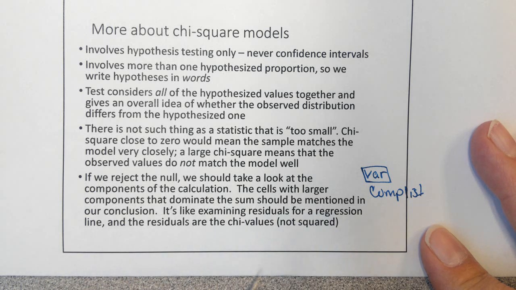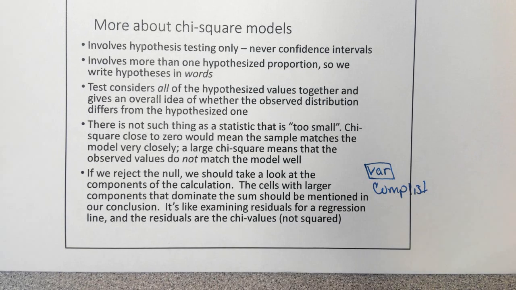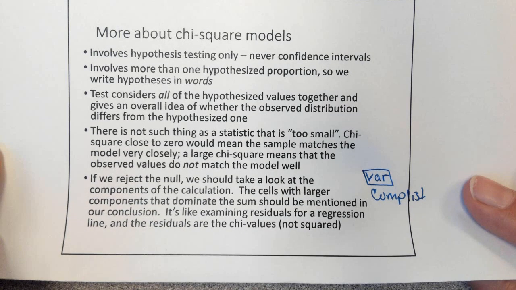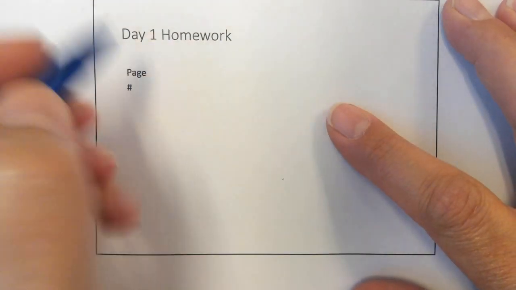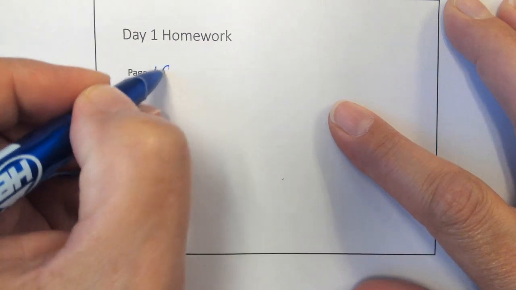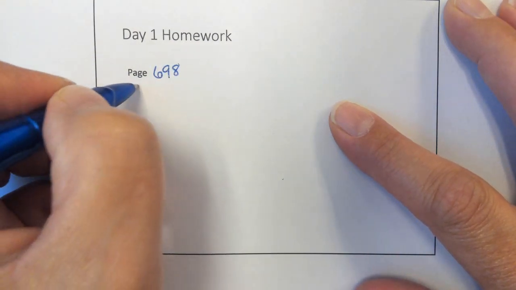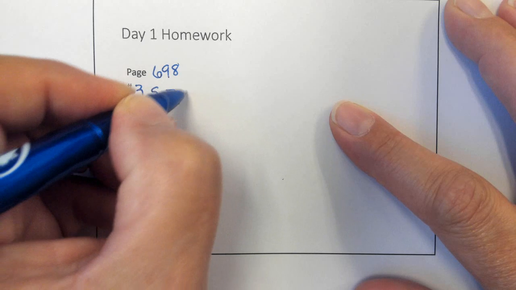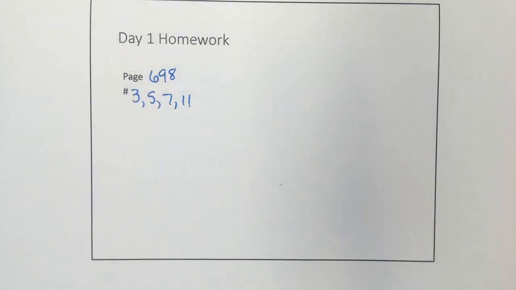So it's kind of like examining residuals. You want to see what the leftover stuff is, what the residue is. Small residue means a good match to your model. Large residue means something interesting is going on. And when you're all done with your M&M lab, the day 1 homework is page 698, numbers 3, 5, 7, and 11. All right, count your M&Ms.